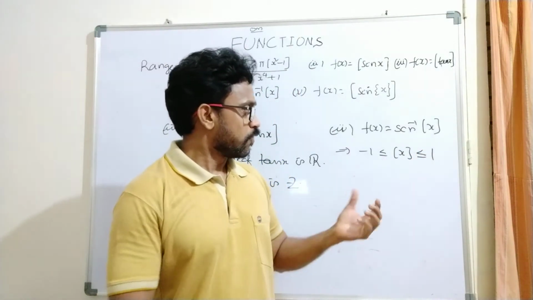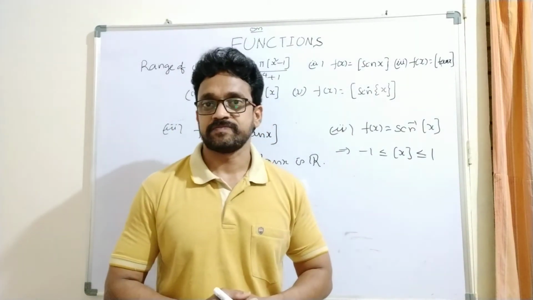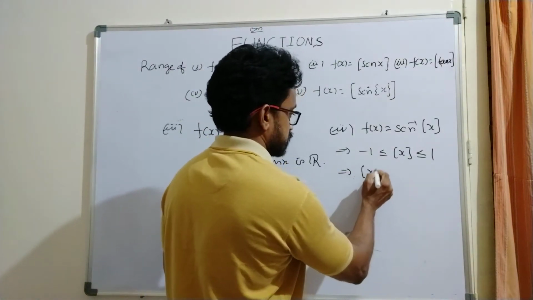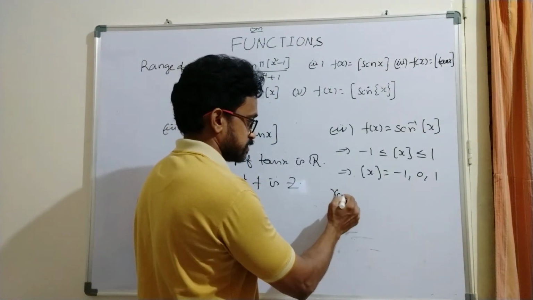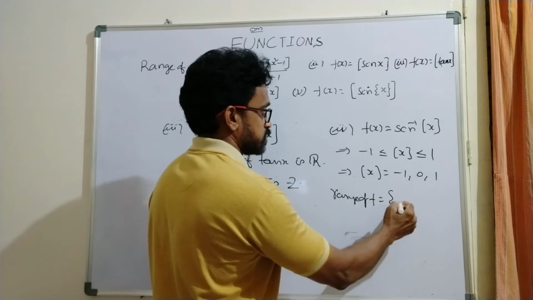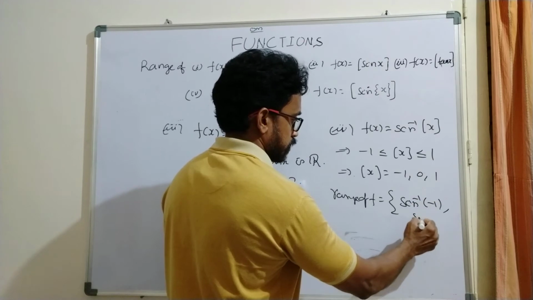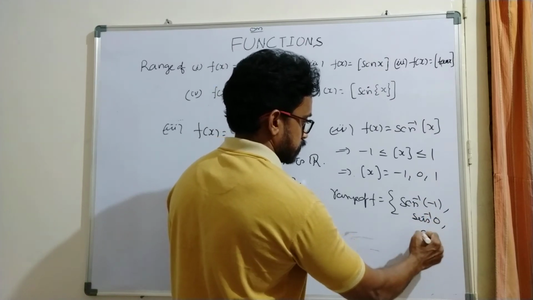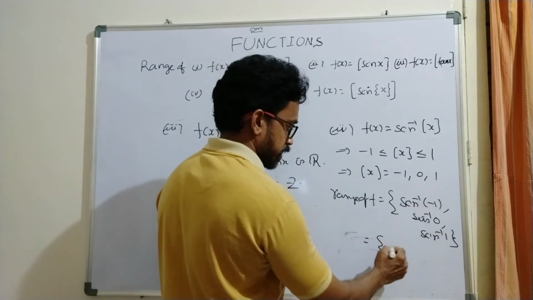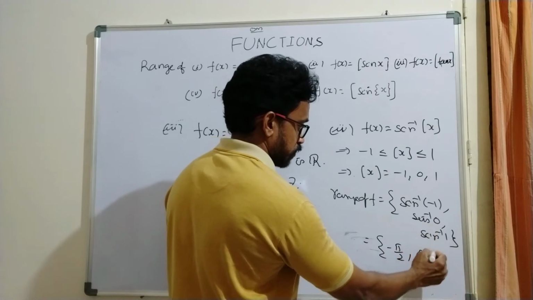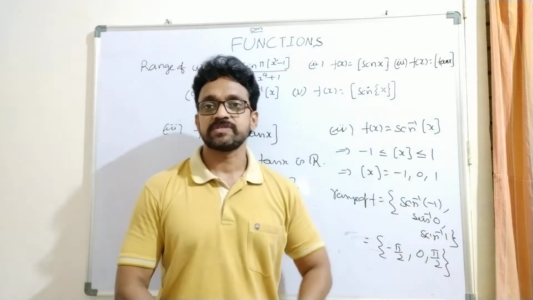Now what are the possible values for [x]? Very clear, [x] is equal to minus 1, 0, 1. Then what about the range? The range of f is sin inverse of minus 1, sin inverse 0, sin inverse 1. Finally, very clear, sin inverse of minus 1 means minus pi by 2, 0, pi by 2. This is the range of sin inverse of [x].